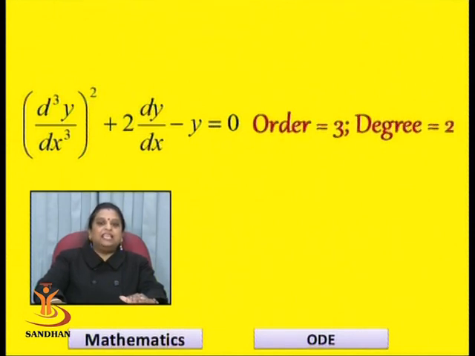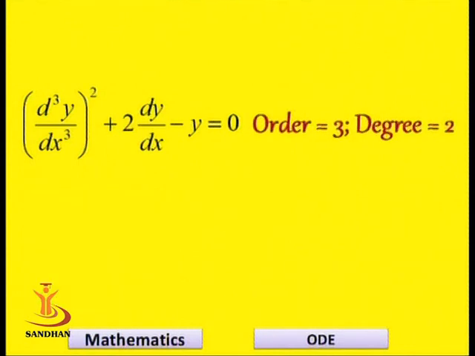The highest order derivative in this ordinary differential equation is 3, and hence the order of the ordinary differential equation is said to be 3. And what is the degree of the highest order derivative? The degree is 2, because it is d3y by dx cube whole square. So, since the degree is 2, that relates to the higher order derivative, the degree of this ordinary differential equation is said to be 2.